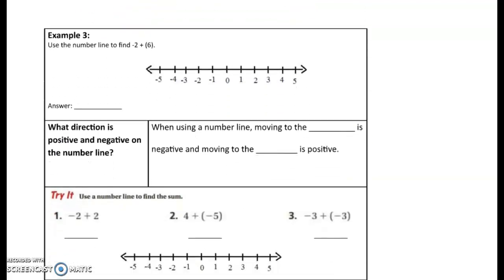Use the number line to find -2 plus 6. So we start at -2, and negatives go to the left, positives go to the right, and so we are going 6, and it's a positive 6. These are just parentheses. This is not absolute value signs.